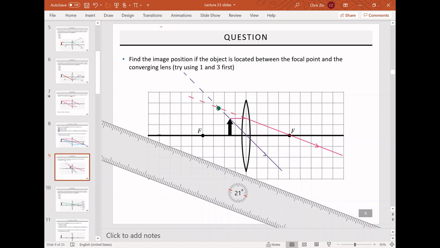So that means that when the object is located between the focal point and the lens, the image actually forms on the left side of the lens. And in this case, it's right about at this location.